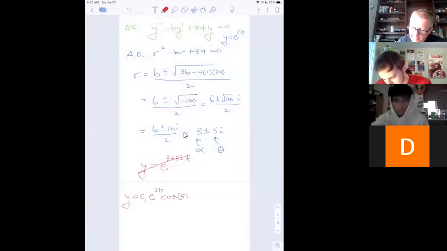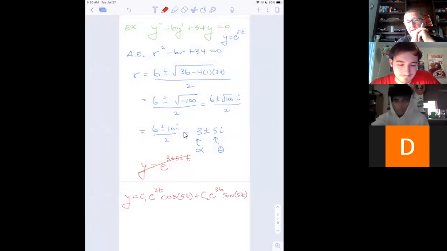So here's where the 5 and the 3 went. And then I rewrite the exact same expression, e to the 3t, except this time I say sine of 5t. And this is a different constant. I'm done. There's the answer right there. I'm finished. That's the answer to this second order differential equation.